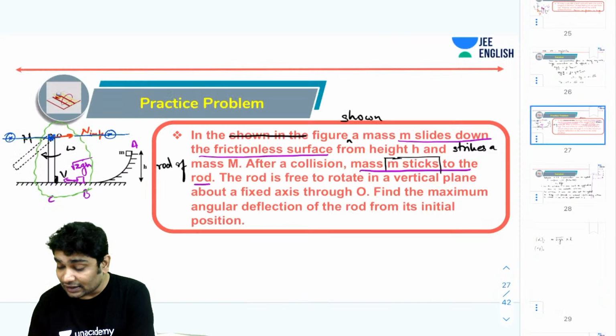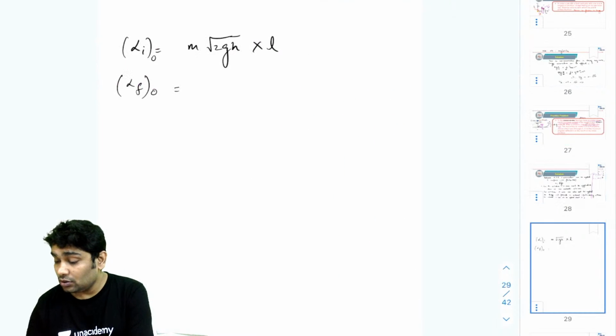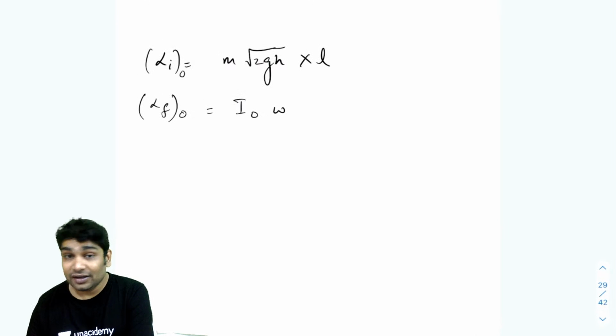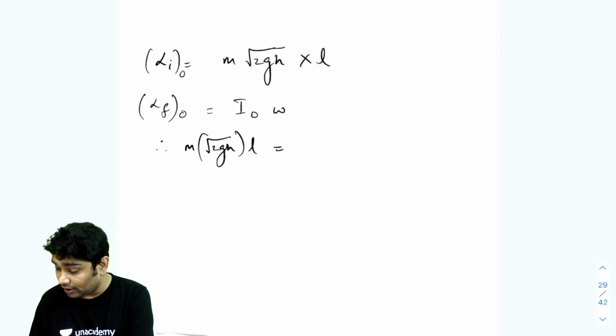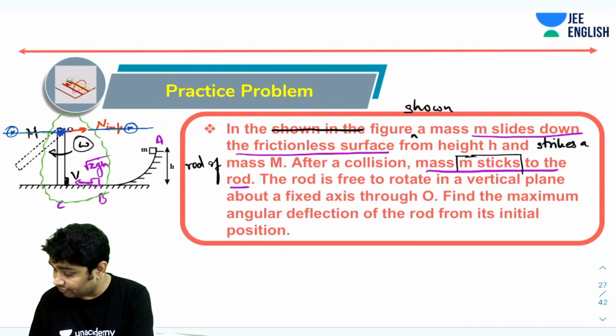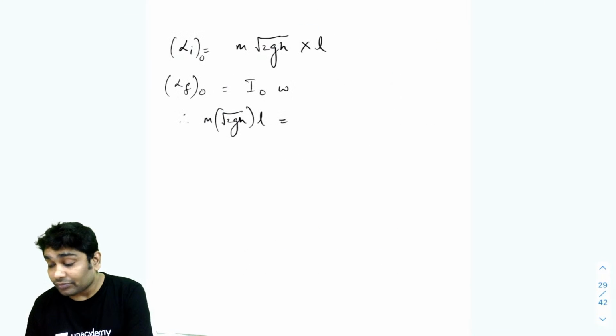What is the angular momentum final about O? Finally, this setup will be rotating with some omega. So I about O of the system times omega. I can equate these because the angular momentum has to remain conserved. Therefore, m times root 2gh times L, where L is the length of the rod. Somewhere it is not mentioned anyways, we will assume that the length of the rod is L. And this should be equal to I.